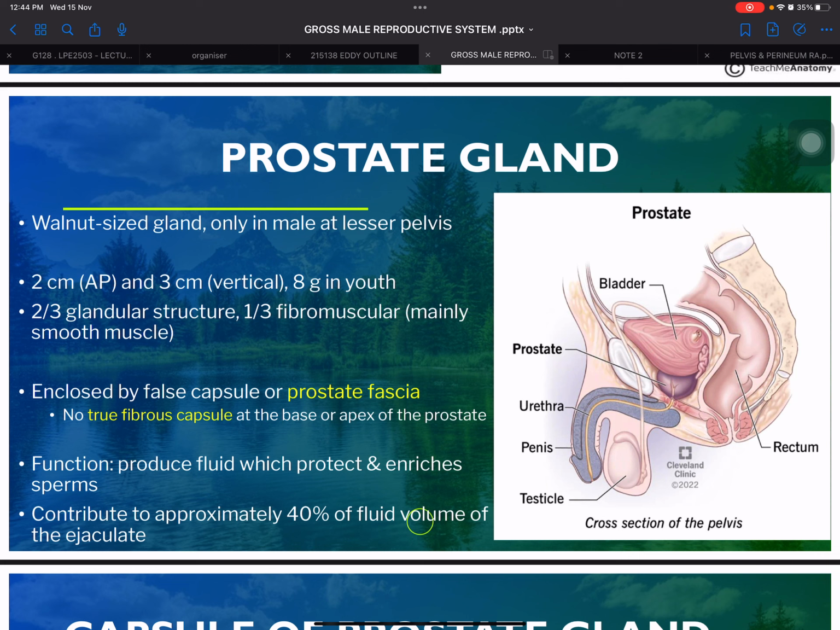So, base dengan apex nanti tak ada true fibrous capsule. Okay, tapi dia ada part ada true fibrous capsule. Lepas tu it's enclosed also by the false capsule, nama lainnya prostatic fascia. So what is the function of the prostate gland? To produce fluid which protects the sperm, and it contributes about 40%. Okay? So complete lah 100% of the fluid volume of the ejaculate.